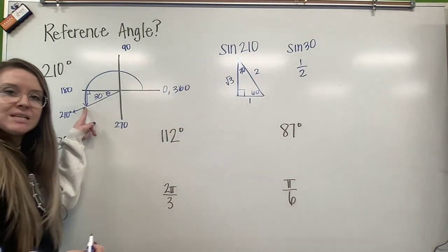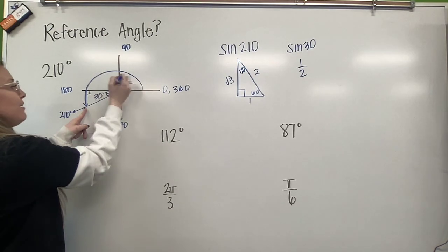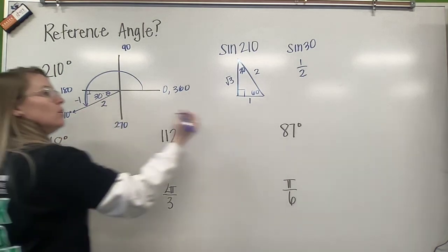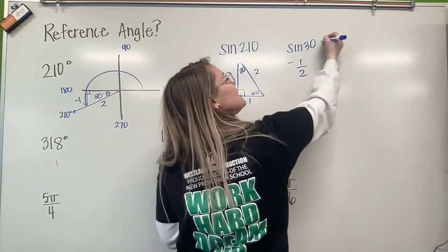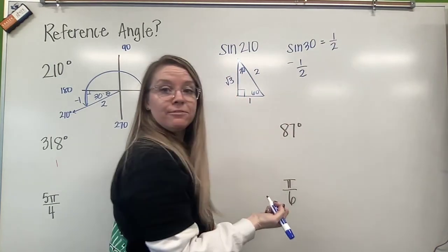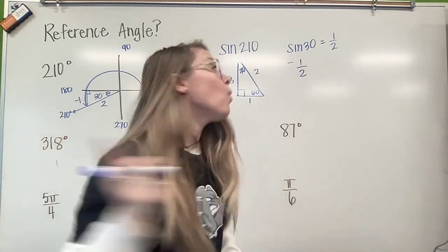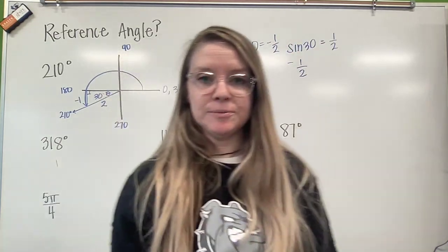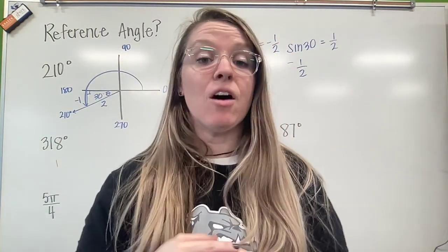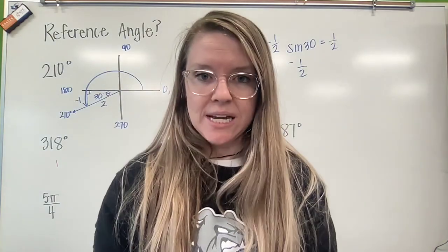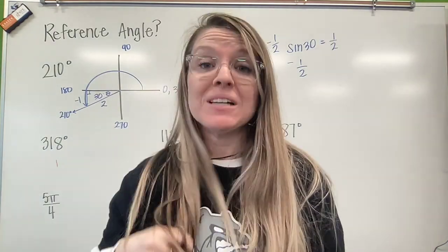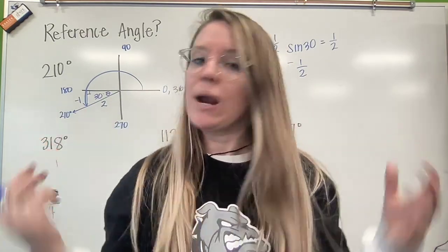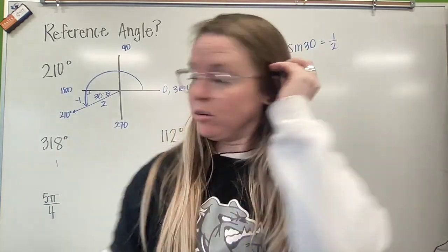But based on where 210 is, we went left, and then we went down. So this is a negative 1 over 2. So the sine of 30 is 1/2, but because we're in that third quadrant, we are going to get negative 1/2. That's extending the idea of why we use reference angles. Those reference angles are going to help us find those ratios with our bigger angles of rotation. So right now we're just focusing on finding our reference angle.